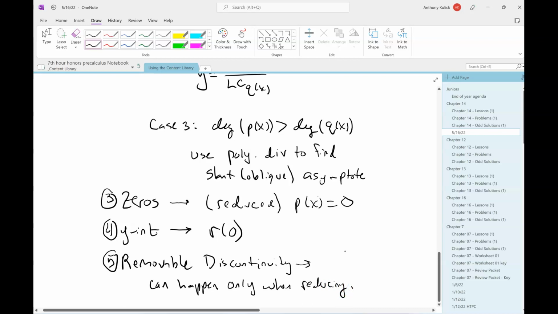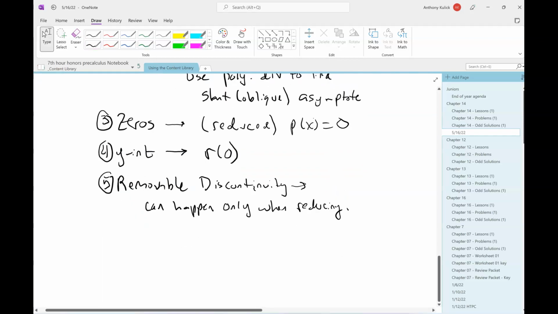And again, that removal of discontinuity can happen only when reducing, and not even every time when you reduce. So it just kind of depends. We're going to run through 3 examples here for sketching. Why do you think we are going to do 3 examples? 1 for each case. That's using your noodle. Noodle is slang for brain.